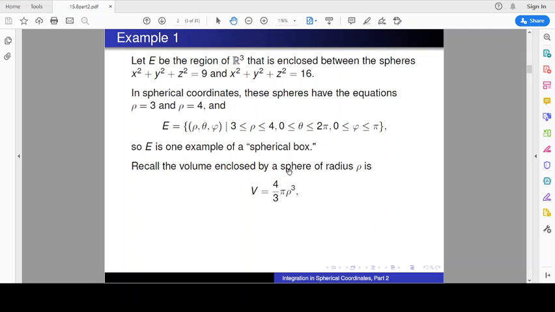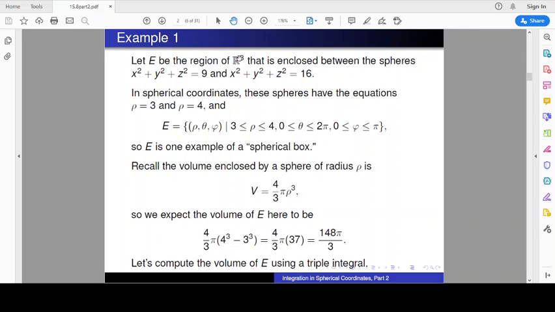But if you do recall this formula, you might then think that we can predict exactly what the volume of this region of space is going to be. We'll have 4/3 times pi times the difference of the outer radius cubed minus the inner radius cubed. That turns out to be 4/3 pi times 37, which is 148 pi over 3.